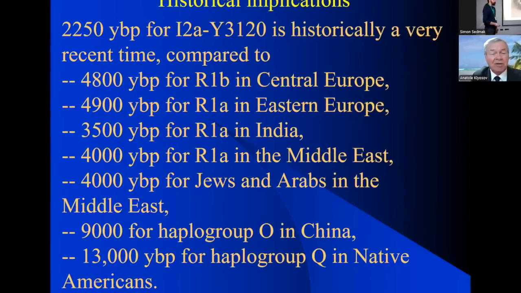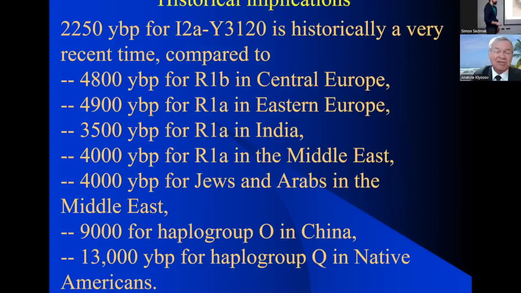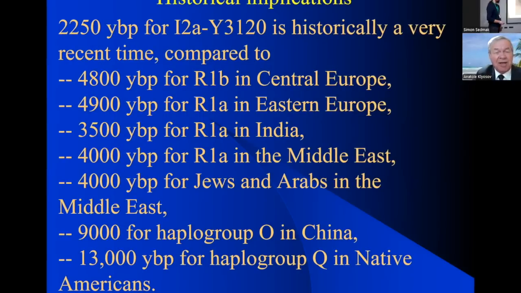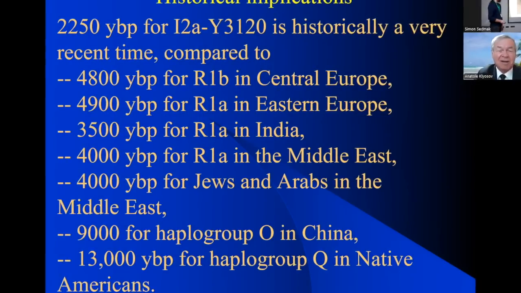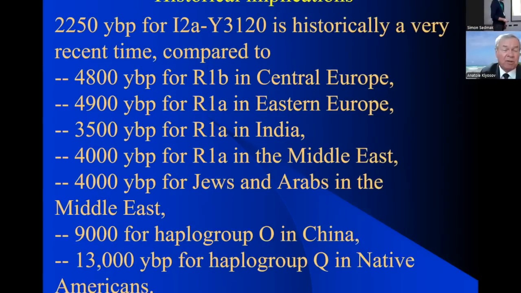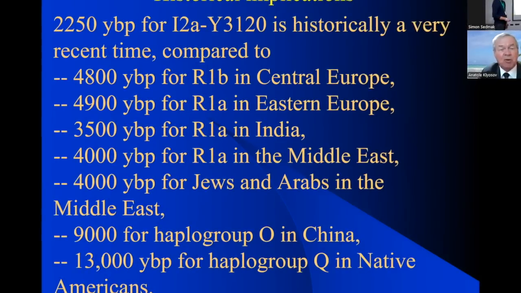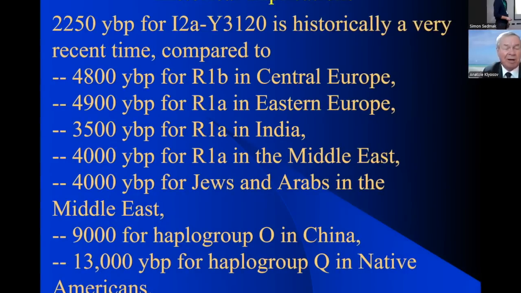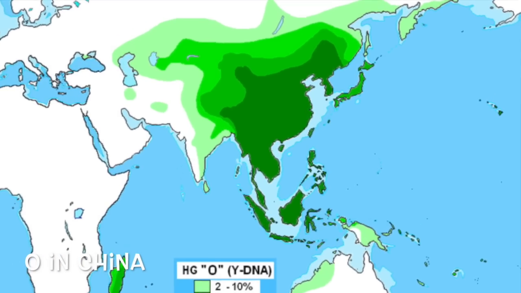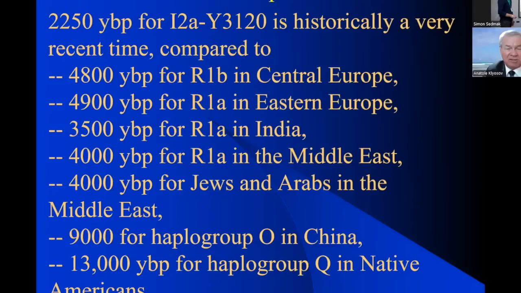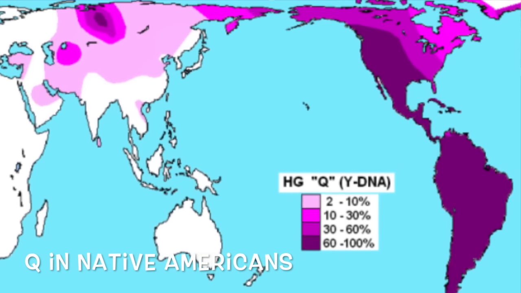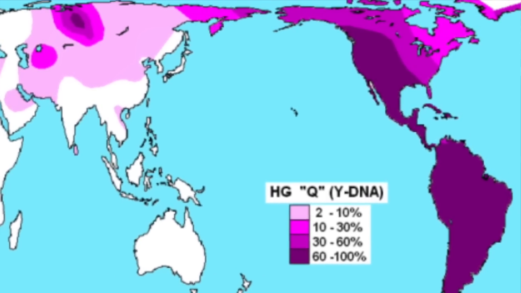And in the DNA, there are no names. Of course, we know his name from the Bible or from the Torah or from the Quran. It's Abraham. However, of course, I have to say that it's not a scientific name because there is no name in the DNA. However, when Jewish wise men calculated when Abraham lived, it turned out to be about 4,000 years ago. Now we go for haplogroup O in China. It would be 9,000 years that the common ancestor lived. If we go to haplogroup Q in Native Americans, it would be 13,000 years ago.